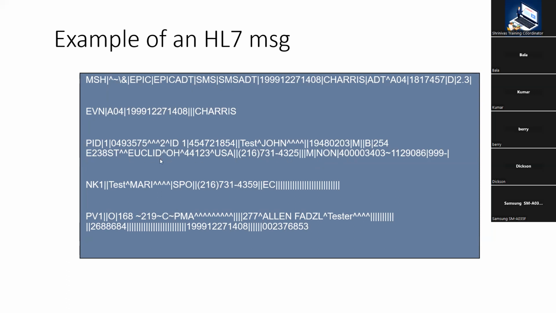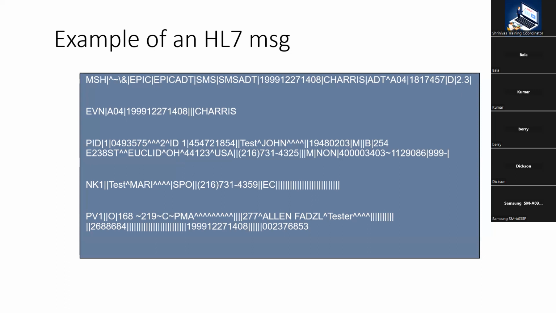So here you can see that we have the address. Here you can see that we have the date of birth. Here you can see that we have the name of the patient. Here you can see that there is gender information. So in order to identify the patient, all the patient demographic related data will be present in the PID segment. Okay, so that's how we need to read this message.